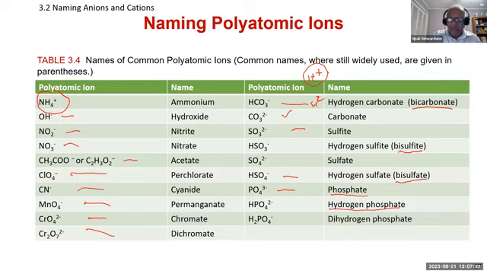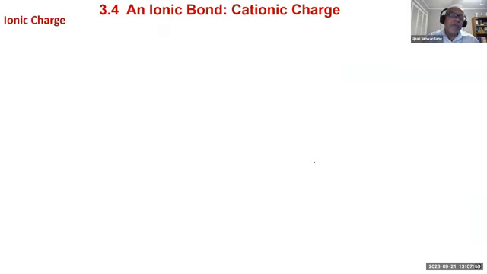Dihydrogen is with two hydrogens. Phosphate ion with two hydrogens makes dihydrogen phosphate. You need to remember these polyatomic ions because ionic compounds are formed between monoatomic cations and monoatomic anions like chloride, bromide, as well as polyatomic ions like hydroxide ion, nitrate ion, whatever it is in the list. So let's do a few problems.